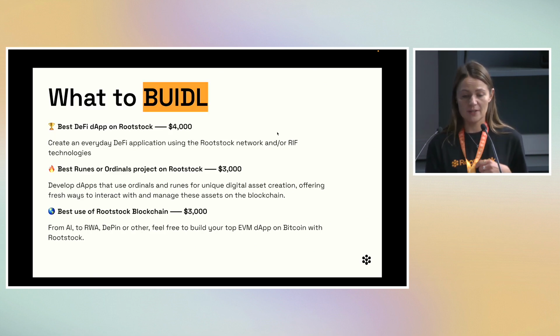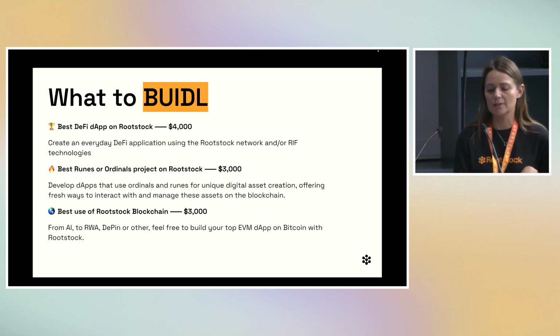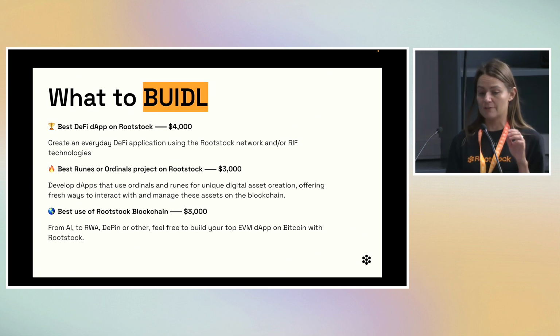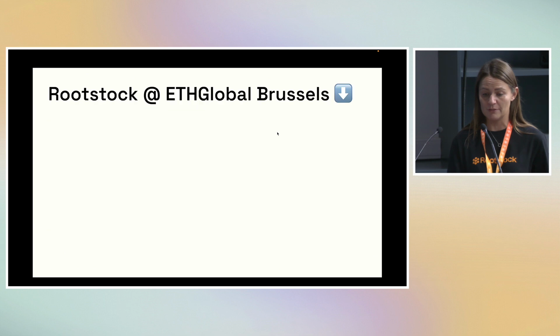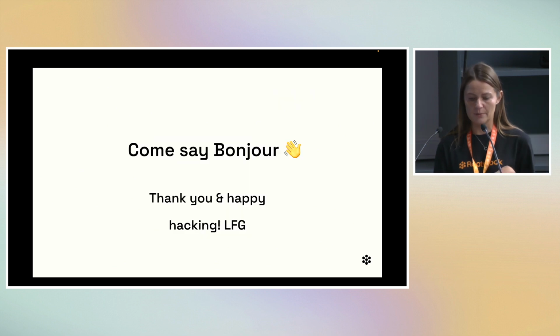The 3 tracks we have here are any DeFi on Rootstock, best runes, as I mentioned earlier, and best use of the Rootstock blockchain. It can be anything you like, from AI to real-world asset tokenization, DePIN, whatever takes your fancy. We also have a bounty for that. This is the hacking guide that might be handy, so that will have all the documentation, all the resources you might need, but you can also find us at the booth. We will be there to help you.